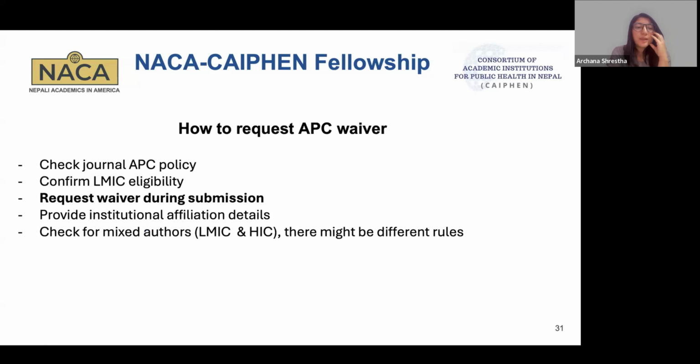The request is generally made during the submission process. Confirm LMIC eligibility; the journal will have eligibility criteria, so confirm that. Provide institutional affiliation details. Sometimes journals also ask for a letter from our HOD that this project is not funded, since if it was funded, then there is funding for the publication fee. So sometimes they ask for that. Check for mixed authors, as there might be different rules. Sometimes they get some percent waiver, and then authors from high income countries pay their part, and the LMIC one gets rejected. I have had those papers as well.